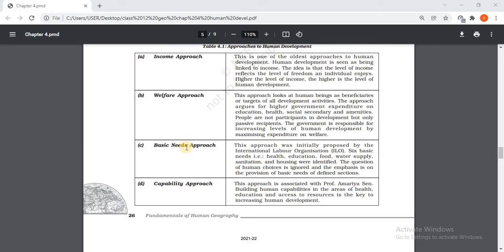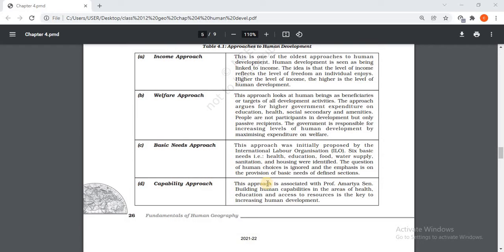C. Basic needs approach. This approach was initially proposed by the International Labour Organization (ILO). Six basic needs, that is health, education, food, water supply, sanitation, and housing, were identified. The question of human choices is ignored and the emphasis is on the provision of basic needs of defined sections.